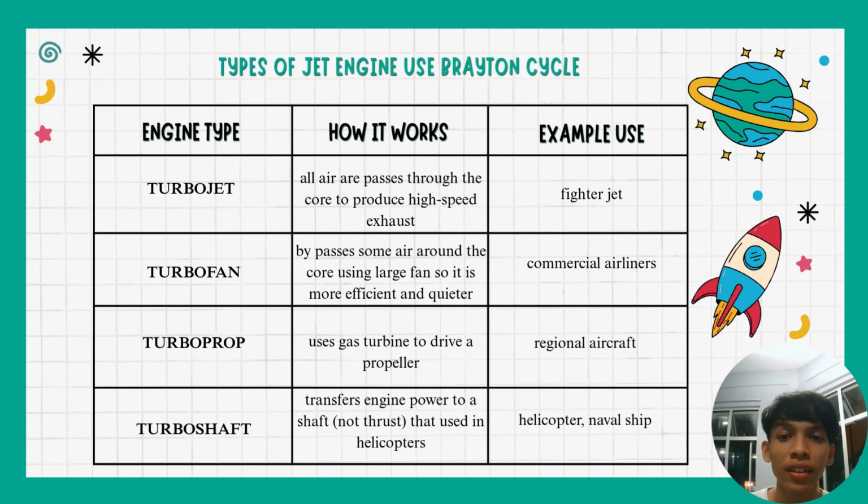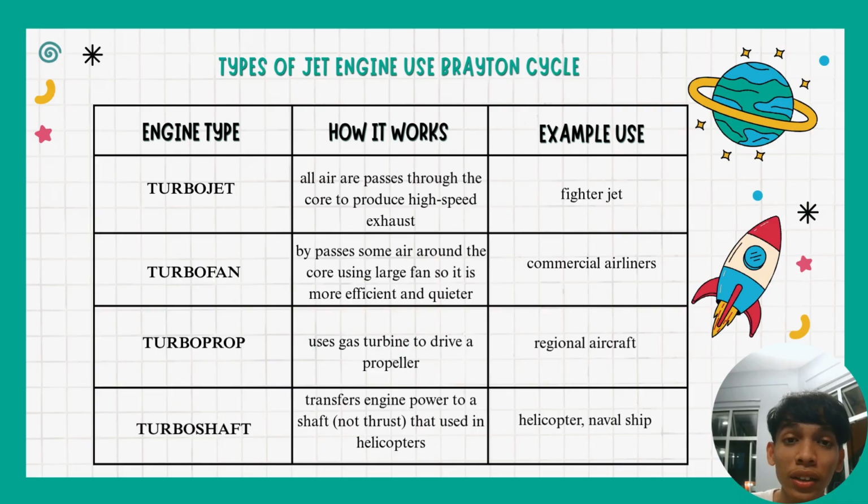In the Brayton cycle, there are many types of jet engine. Now, I will explain one by one the types of engine in the Brayton cycle. The first one is turbojet. How it works: all air passes through the core to produce high-speed exhaust. Example use is fighter jet. Then we have turbofan. It works by passing some air around the core using a large fan, so it is more efficient and quieter. Example use is commercial airline.